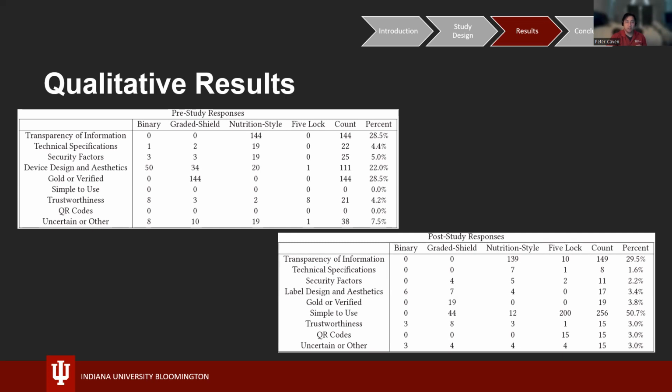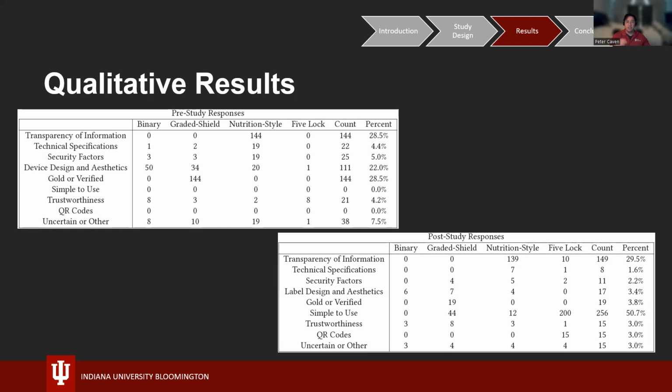However, it is noteworthy that specific label designs were more readily accepted as providing that security assurance. So for example, the nutrition style label, while not well understood by participants so early on in the study, was seen to provide security assurance by virtue of being the most verbose.